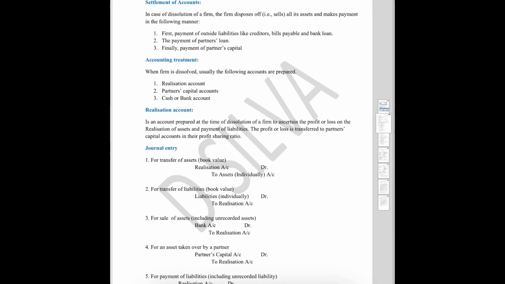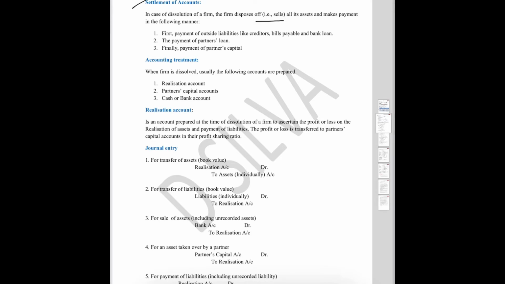Settlement of accounts. In case of dissolution of a firm, the firm disposes of, meaning that is sells all its assets and makes payments in the following manner. Let's say, suppose you and your friend are doing the business. Now you're called partners of the partnership firm. So in order to start your business, you will invest in certain assets or you will purchase certain assets. In order to purchase assets, you might use your own money, or you might go for borrowed capital, like in the form of bank loan, or personal loan, or borrowings from your relatives. Apart from that, you will also make payments in future to various creditors, or you might have certain bills on hand.